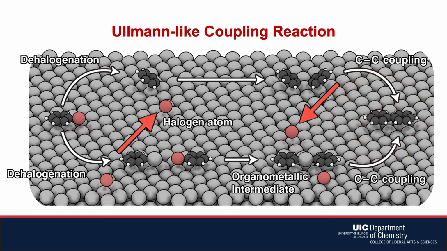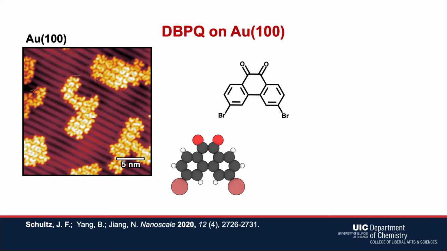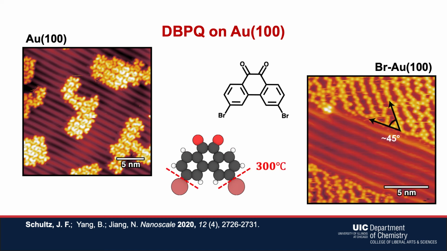Here, I instead found that halogen atoms can form highly localized chemical environments, modifying molecule-substrate interactions to steer stereoselective reactions. I studied the Ullmann-like coupling reaction of 3,6-dibromophenanthrenequinone, or DBPQ, on an Au(100) surface. Following thermal annealing to 300 degrees Celsius, the leaving bromine atoms were found to form self-assembled islands and modify the surface reconstruction.